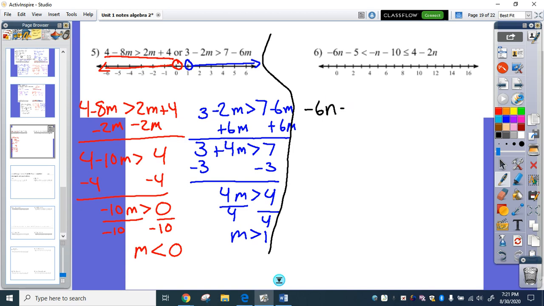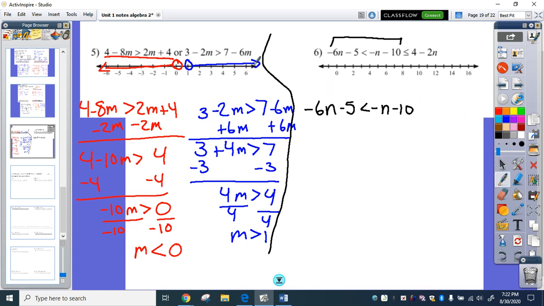Negative 6n minus 5 is less than negative n minus 10. We're going to solve just this first portion and get one answer, and then we will solve the other portion. So we're going to do this in two separate sections, and I'm going to have to take that line off of there. Otherwise, our number line is going to get messy. So let's solve these first two expressions right here.